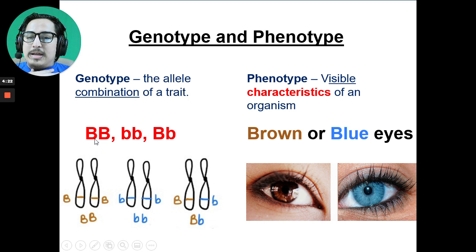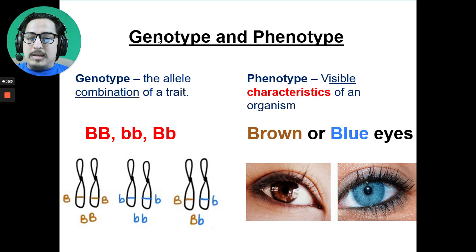The different genotype combinations, there are only 3 combinations. You can have two capital letters, that's number 1. You can also have two lowercase letters, that's number 2. Number 3, the last one, is capital B, lowercase b. That's it. If you ever put lowercase b first and then capital B, that's wrong. You cannot do that, so don't ever put lowercase b first.